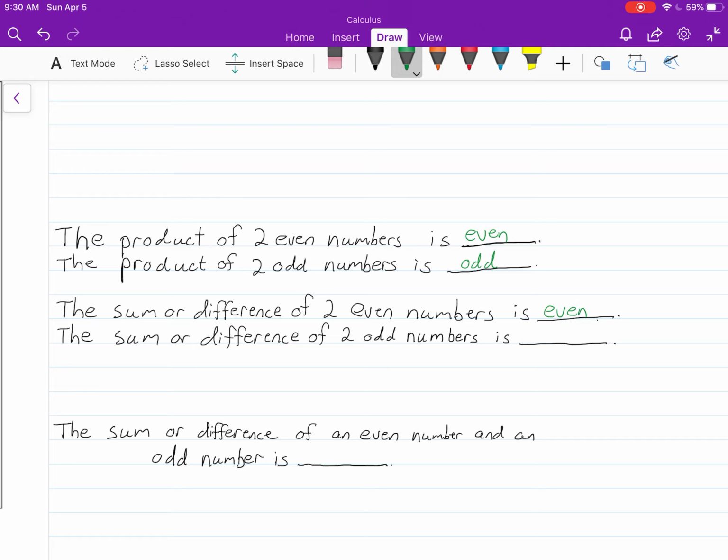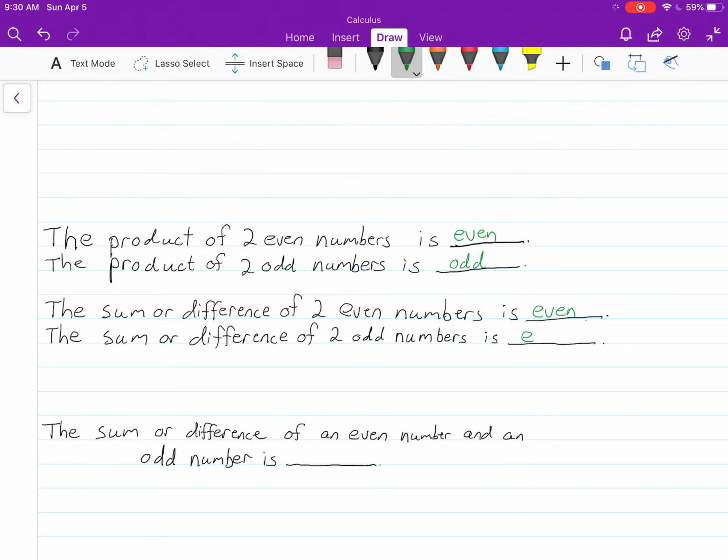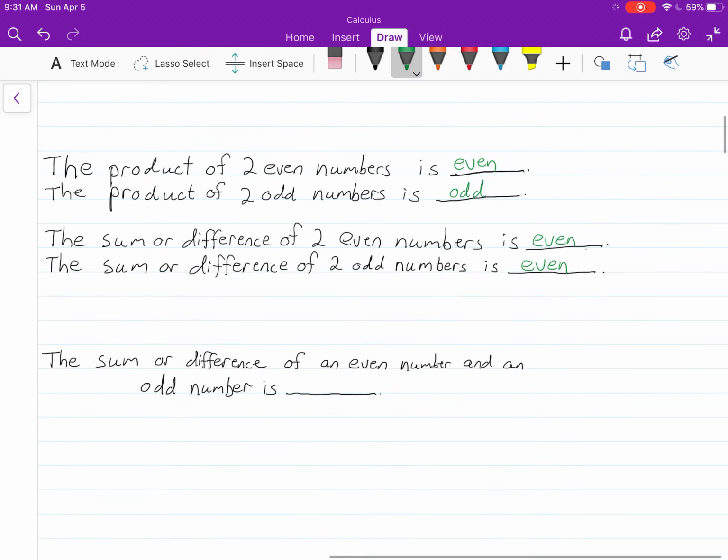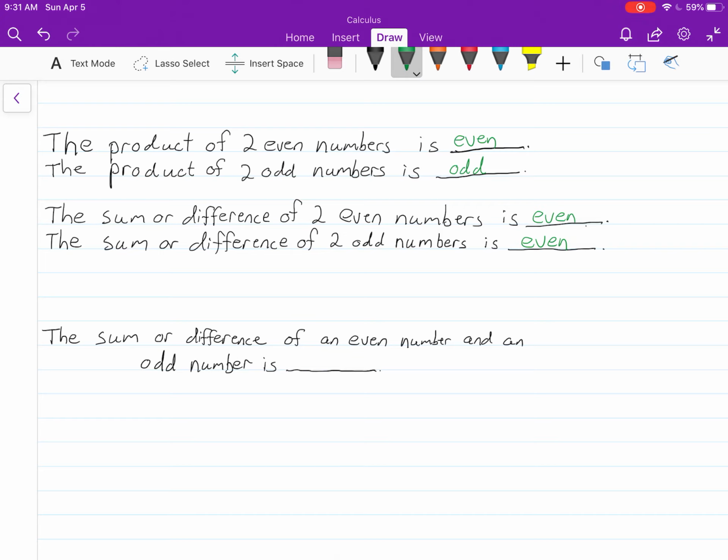The sum or difference of two odd numbers. If I take an odd number, add to another odd number, or subtract, I still actually get an even number. And then the last one here, the sum or difference of an even number and an odd number. If you take an even plus or minus an odd, you will always get an odd number.